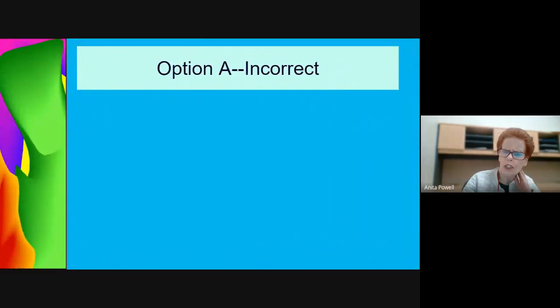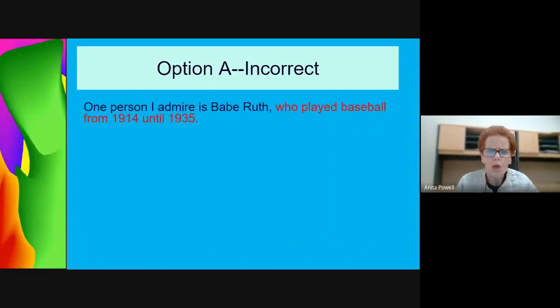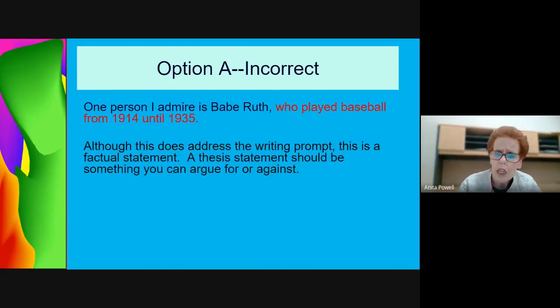Okay, option A is not a good thesis statement. One person I admire is Babe Ruth, who played baseball from 1914 until 1935. It does address the writing prompt, but it's a factual statement. It should be something you can argue for or against. In other words, I've kind of limited myself in this prompt. I've told you that he played baseball from 1914 until 1935. I can describe his career, but I don't tell you why I admire him. So it's really not very complete there.